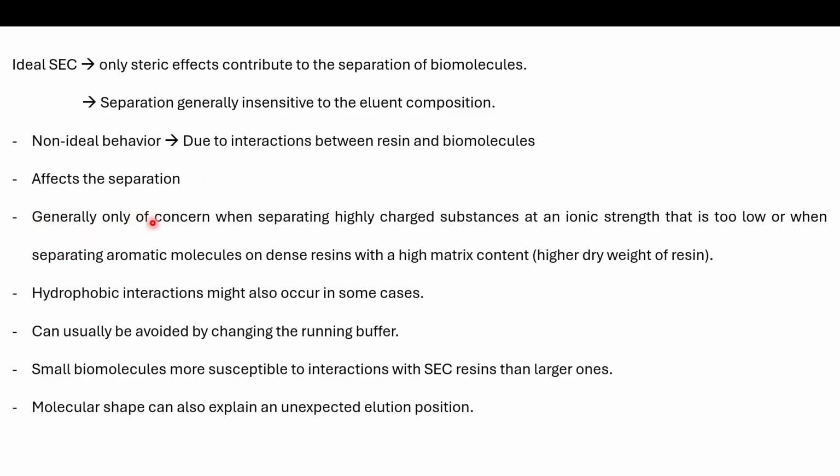So it is something to be concerned about while separating highly charged substances at an ionic strength that is too low.